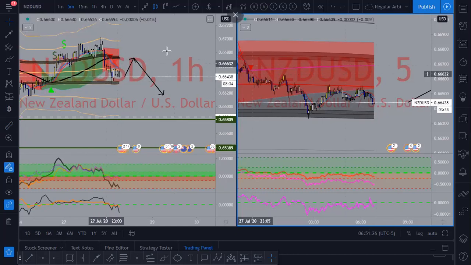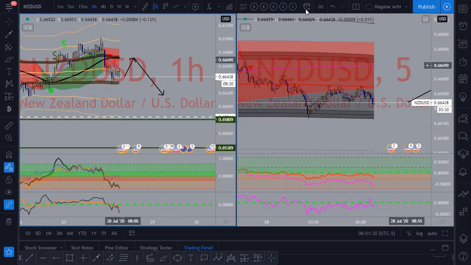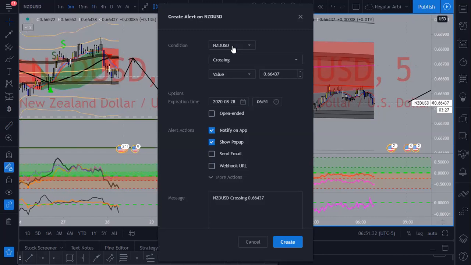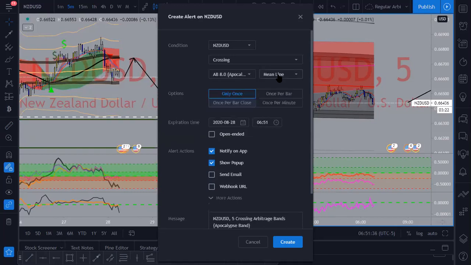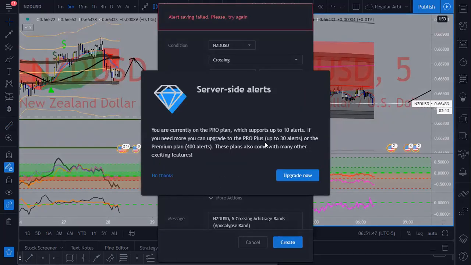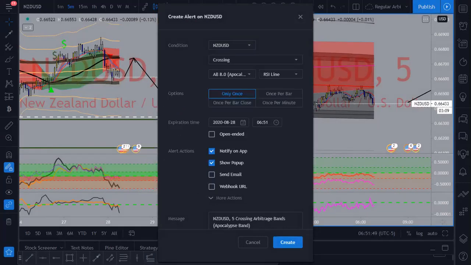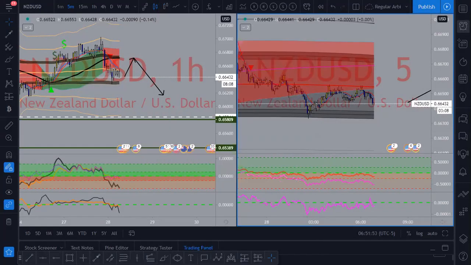So what I'm going to do is, actually I'll do it on the 5-minute. I'm going to set an alert for when NU is crossing the apocalypse RSI line. So I'll create that, but the alert saving failed. Oh yeah, I forgot I can only have 10 alerts at a time. I do be forgetting that. Let me see.